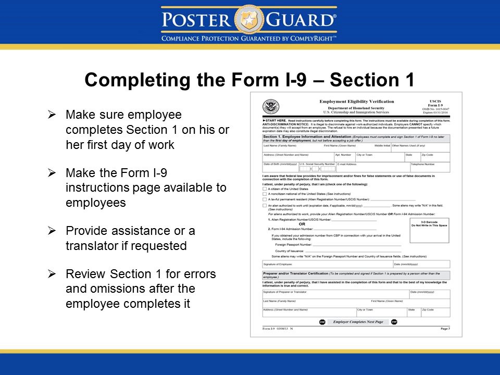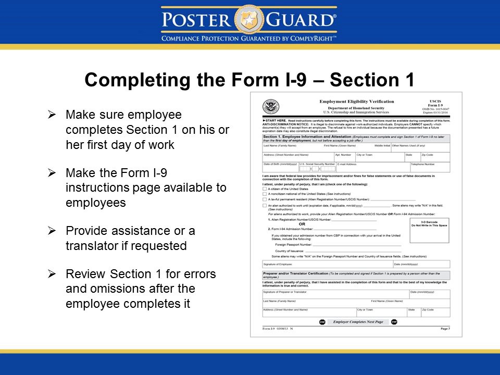Just a note here, you could see in this section of the form, if necessary, if the employee requests it, you do have to provide assistance or a translator to help the employee complete Section 1 of the form. And the general rule is that you have to assist an employee if he or she cannot complete Section 1 independently, or if they request for the form to be translated. And if you do end up providing an assistant or a translator, you need to make sure that the block at the bottom of this section is also completed, where it says preparer and/or translator certification. You have to make sure that certification has been completed.